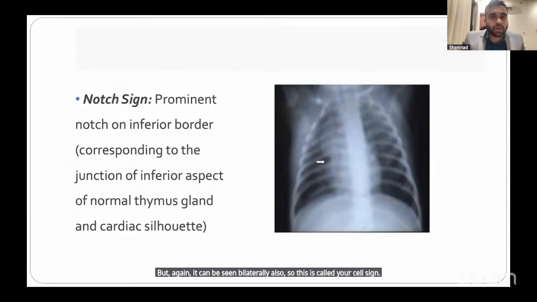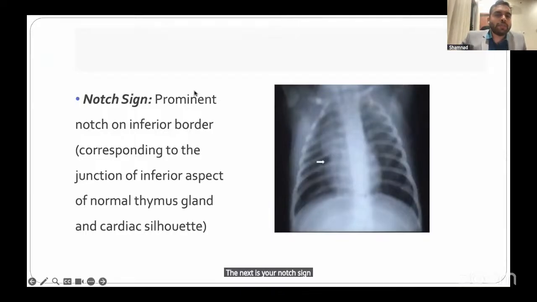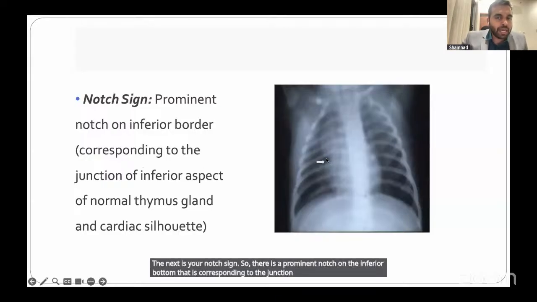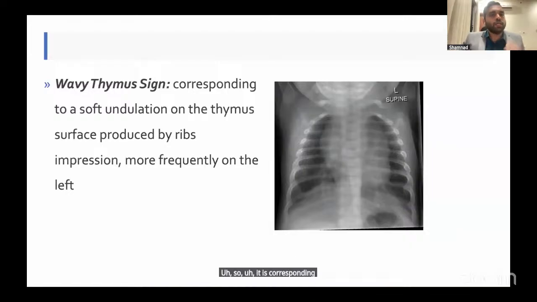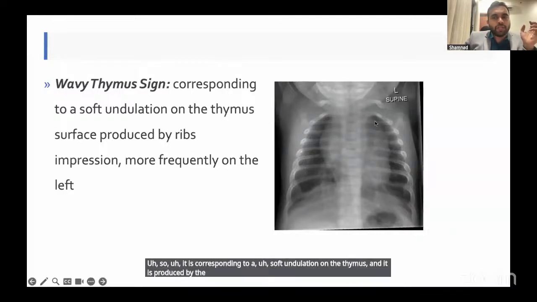The next is your notch sign. So there is a prominent notch on the inferior border that corresponds to the junction of the inferior aspect of the normal thymus gland and the cardiac silhouette. So this is called your notch sign. Then you have what is called your wavy thymus sign. It corresponds to a soft undulation on the thymus, produced by the impression of the rib. So you can see a wavy margin on either side. So this is called the wavy thymus sign.